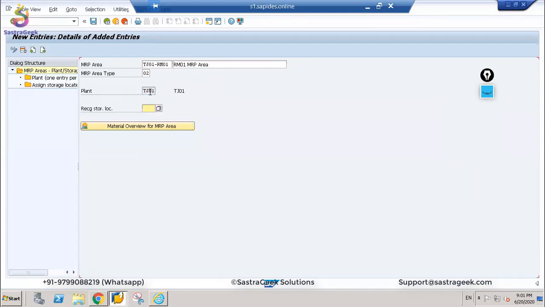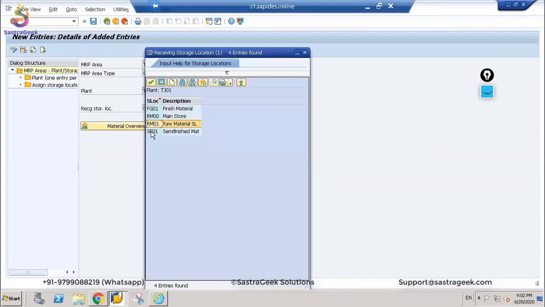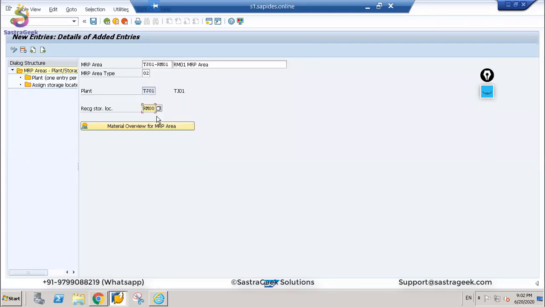This is how you need to configure. Now it's saying, okay, in this plant, you have 100 storage locations or 10 storage locations. For which storage location you want to create that MRP area? And now here I need to select my storage location. I have RM1, RM2, RM3 like that. So I'm selecting RM1, okay?